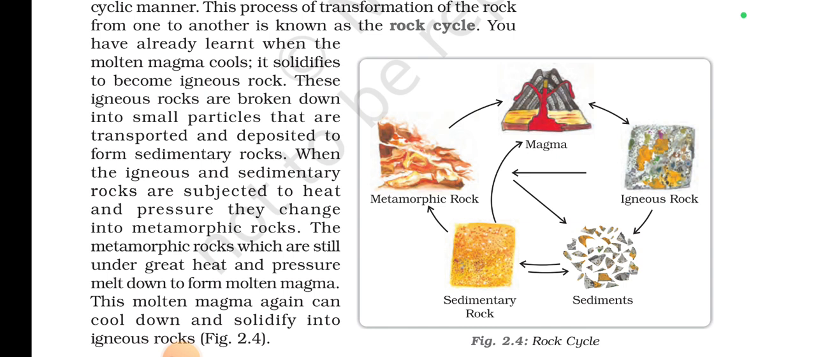You have already read what happens when molten magma cools. It solidifies to become igneous rocks, and these igneous rocks are broken down into small particles that are transported and deposited to form sedimentary rocks. When igneous and sedimentary rocks are subjected to heat and pressure, they change into metamorphic rocks. The metamorphic rocks, still under great heat and pressure, melt down to form molten magma, and this molten magma again cools down and solidifies into igneous rock.